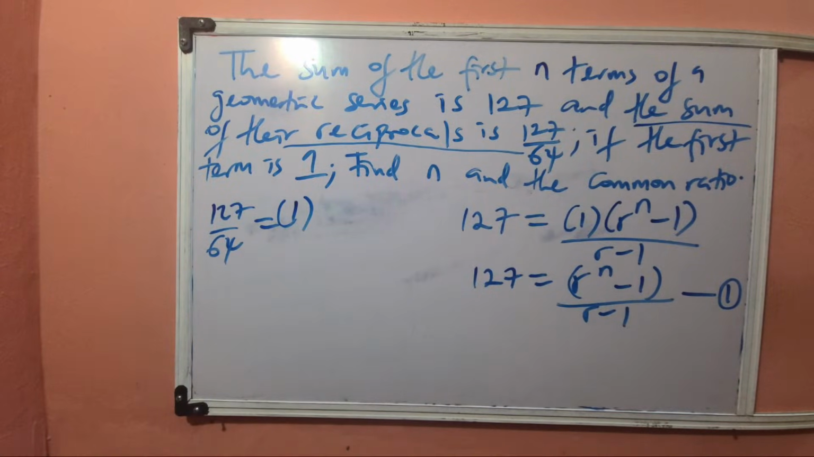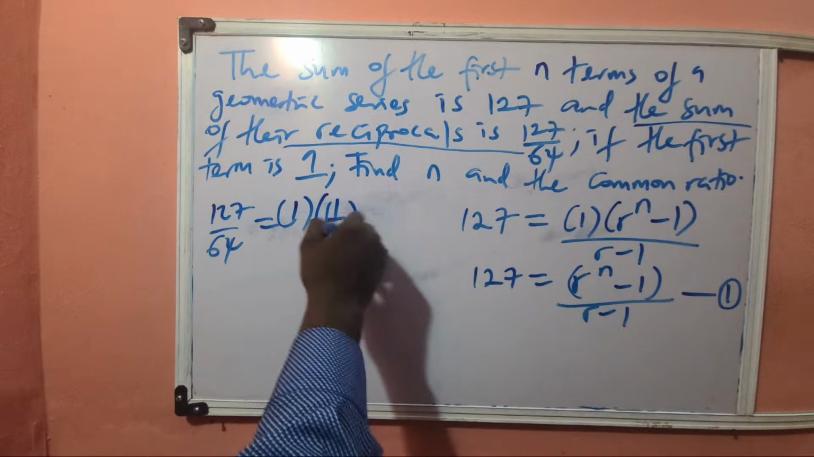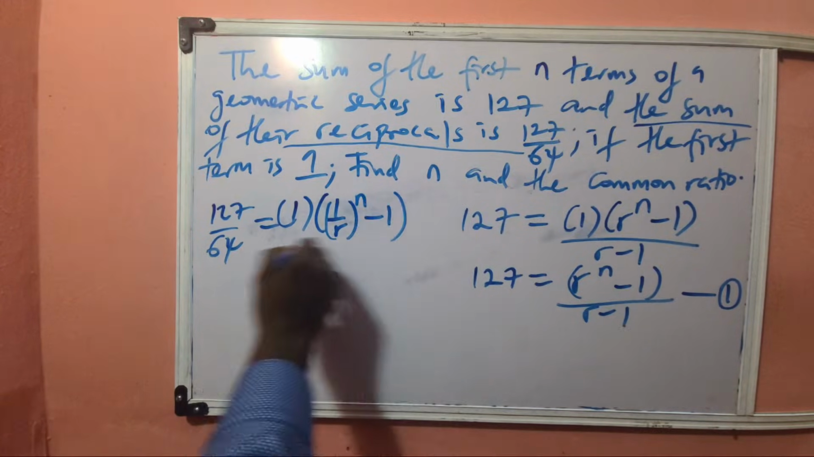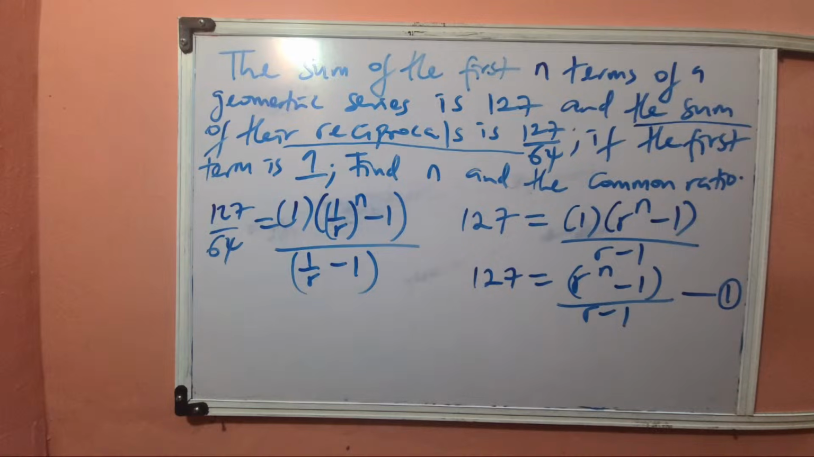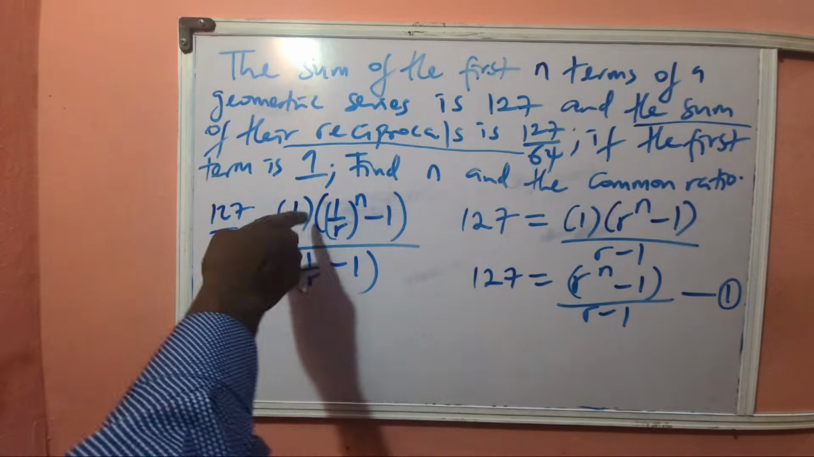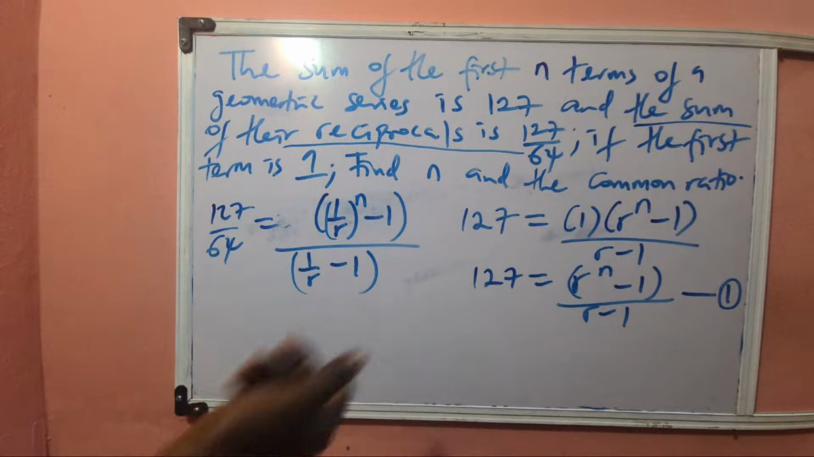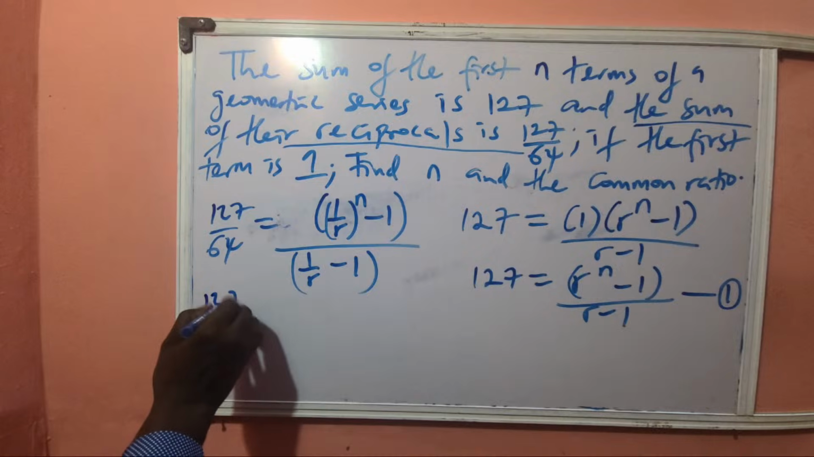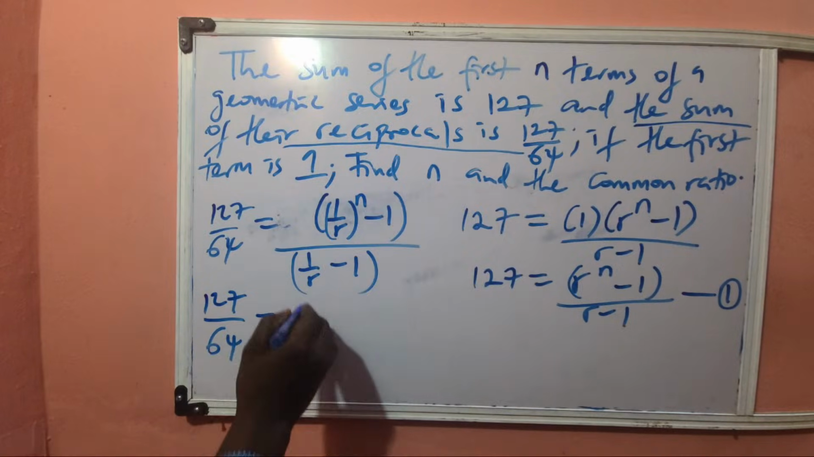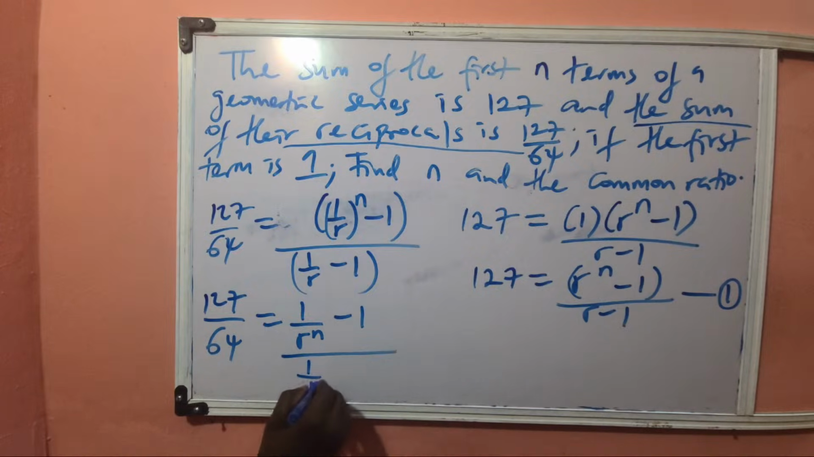Now, our ratio cannot be R anymore. The ratio has to be 1 over R. So we'll have 1 over R, as I already explained, everything raised to power n minus 1, all over 1 over R minus 1. Of course, 1 times anything is 1, so this goes away. Now, 1 raised to power n, 1 raised to power anything, 1 raised to power 1 million, 1 raised to power 10,000, is still 1. So I'll have 127 over 64 equals 1 over R raised to power n minus 1, over 1 over R minus 1.